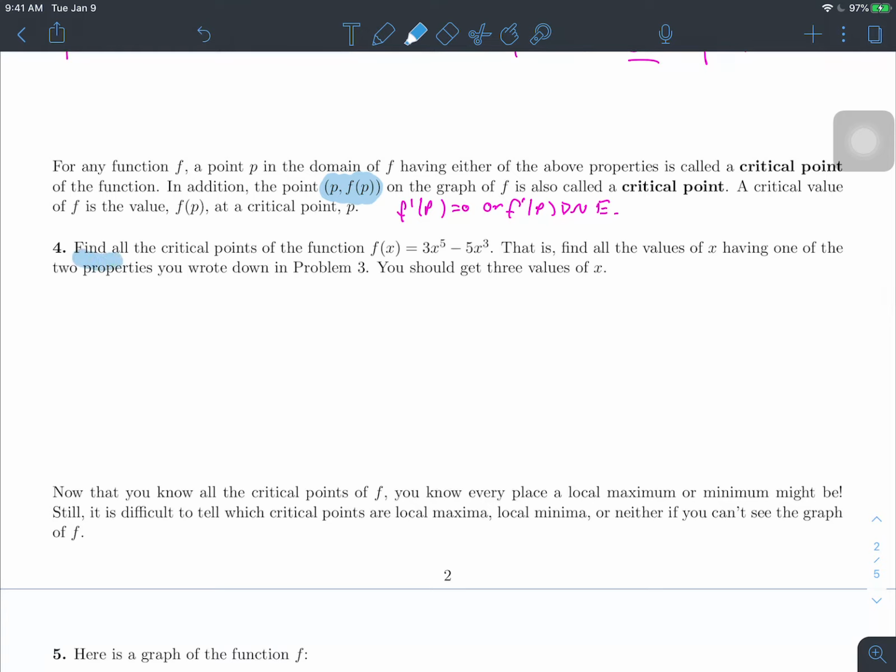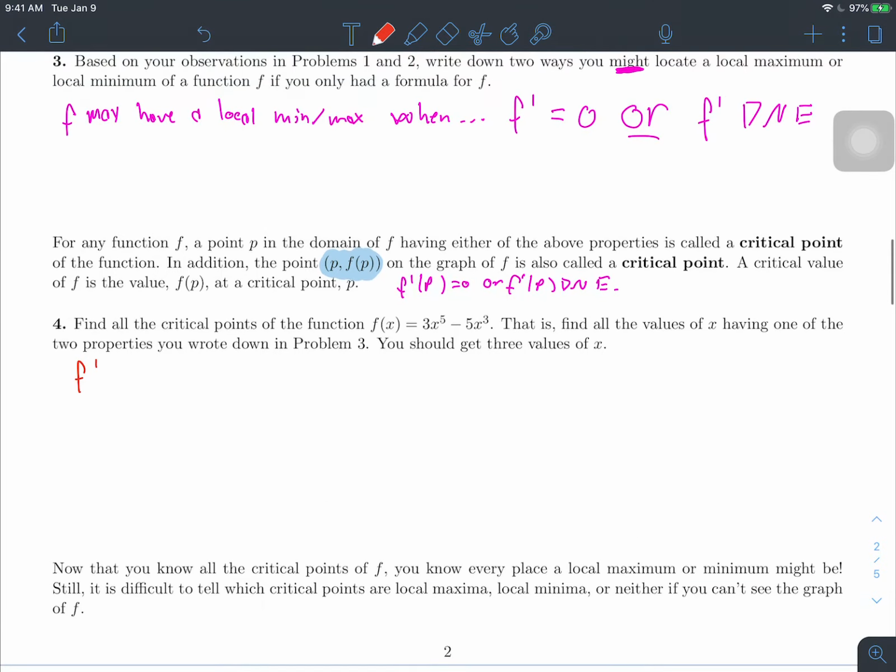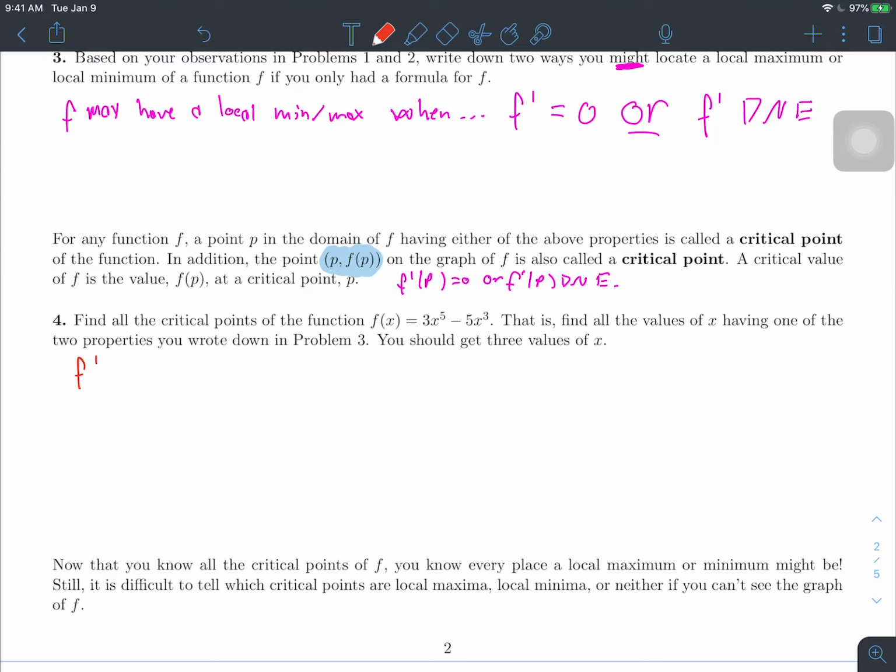So we want to find all the critical points of this function f of x equals 3x to the power 5 minus 5x cubed. Okay, so we want to find these critical points. So, in particular, we're concerned with where f prime is equal to 0 or f prime doesn't exist. Okay, so the first thing we should do is compute f prime of x, and then we'll sort of talk about where it might be 0 or not exist.